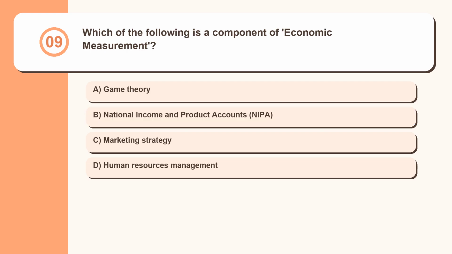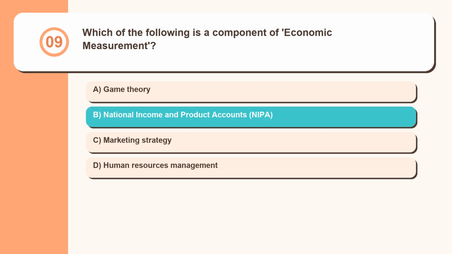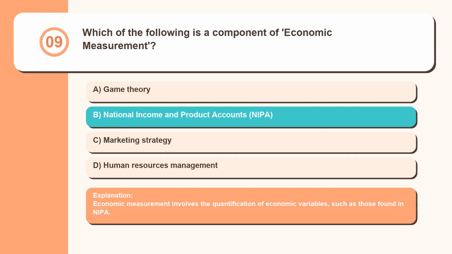Question 9. Which of the following is a component of economic measurement? Game theory, national income and product accounts, NIPA, marketing strategy, human resources management. Economic measurement involves the quantification of economic variables, such as those found in NIPA.